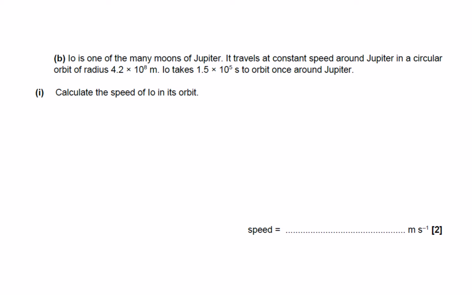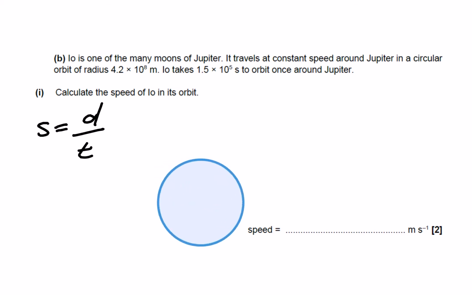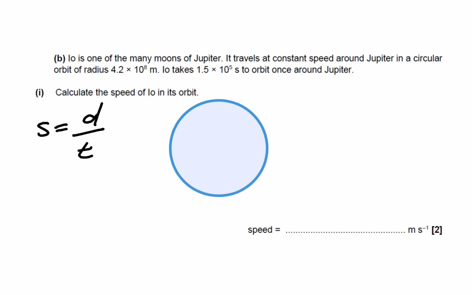So the speed is simply the distance divided by the time. So speed is my distance divided by my time, and the distance, because it's a circular orbit, so let's make a circle, something like that. Let's move it up there, and it tells us that we have a radius of 4.2 times 10 to the 8 meters.